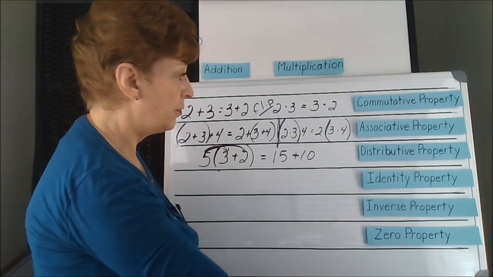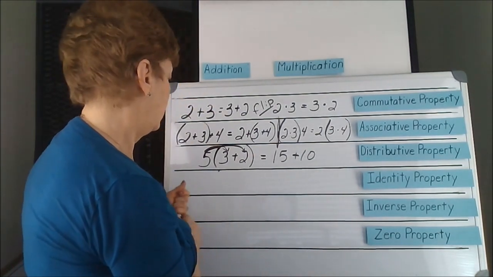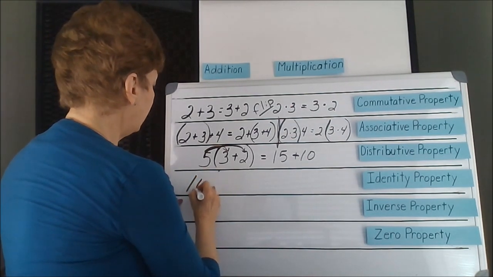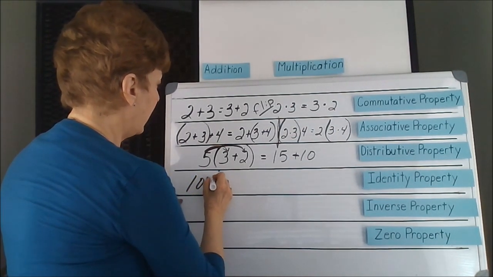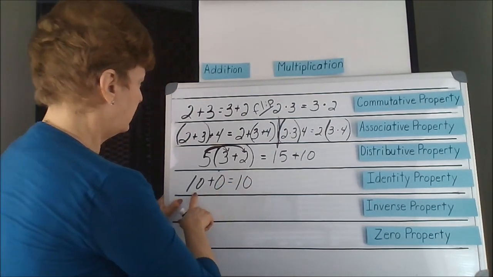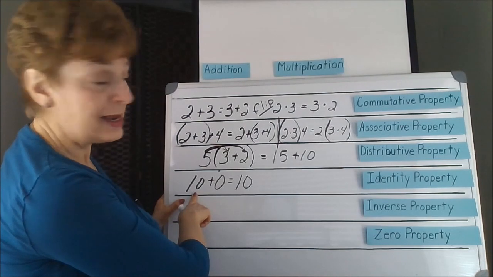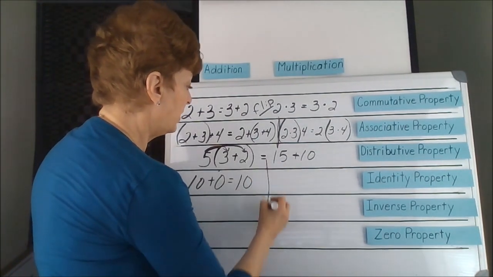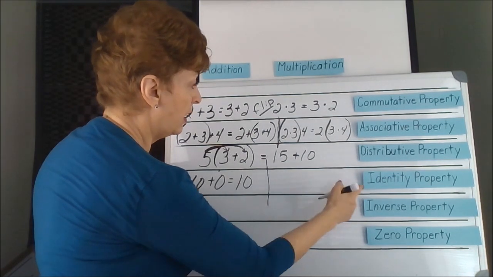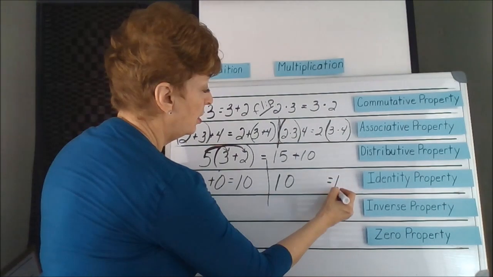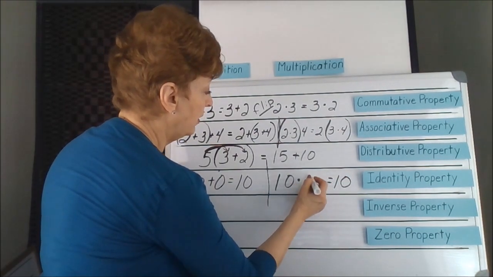The identity property for addition tells us that if we want to have 10 as our answer, we have to add 0 to it in order to get our 10. So 10 is the add-in, and 10 is the sum. In multiplication, if we want to have 10 as our answer, we have to multiply by 1.